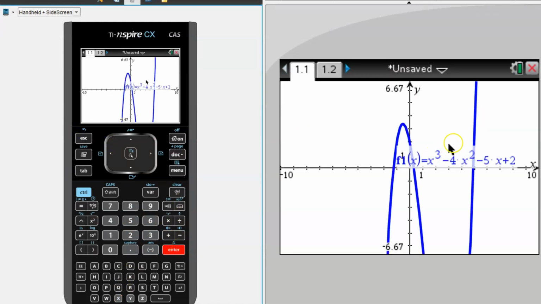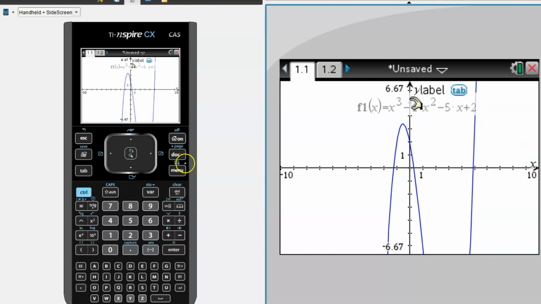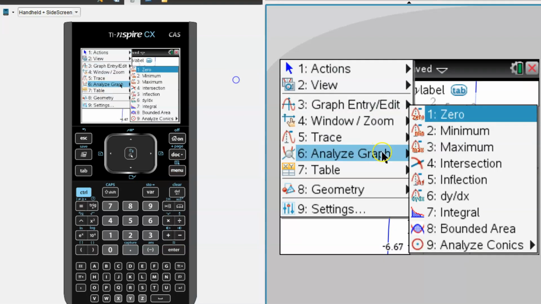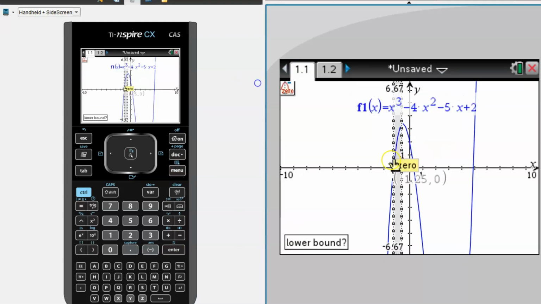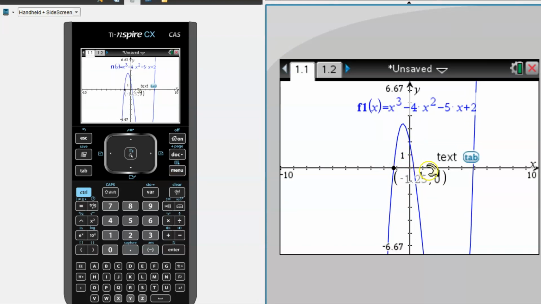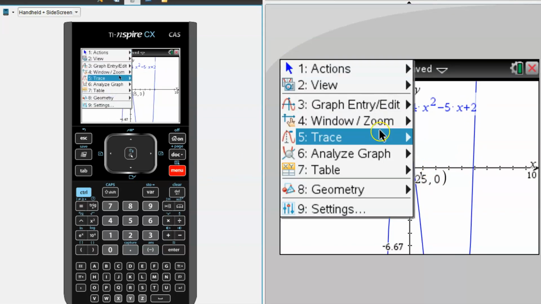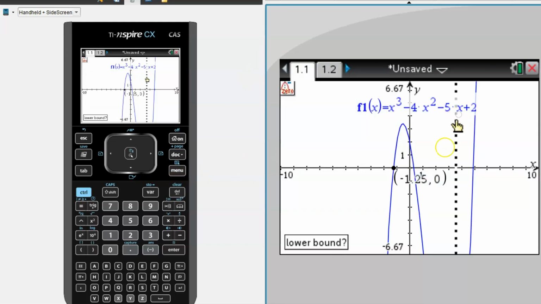Now I know this is x cubed, so it should have up to 3 zeros. I can see all 3 zeros. How do I find those zeros? Menu, analyze zeros. Found one. Menu, analyze zero.